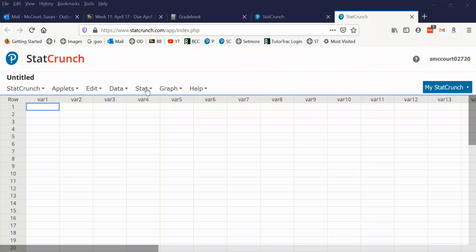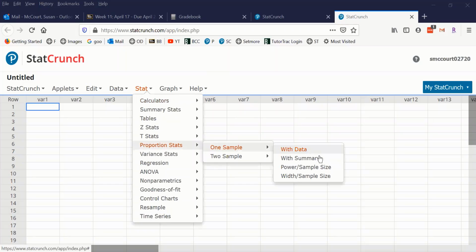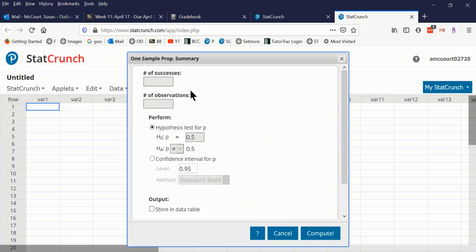So in StatCrunch, we're going to go to Stat, Proportion Stats, one sample with summary. Right in the box under proportion, we said X was 19 and sample size was 863. And right above that, we said hypothesis test with p equals 0.019. And we said it was a proportion test for greater or right-tailed test. So this is straight out of the box for step 2 and step 3.